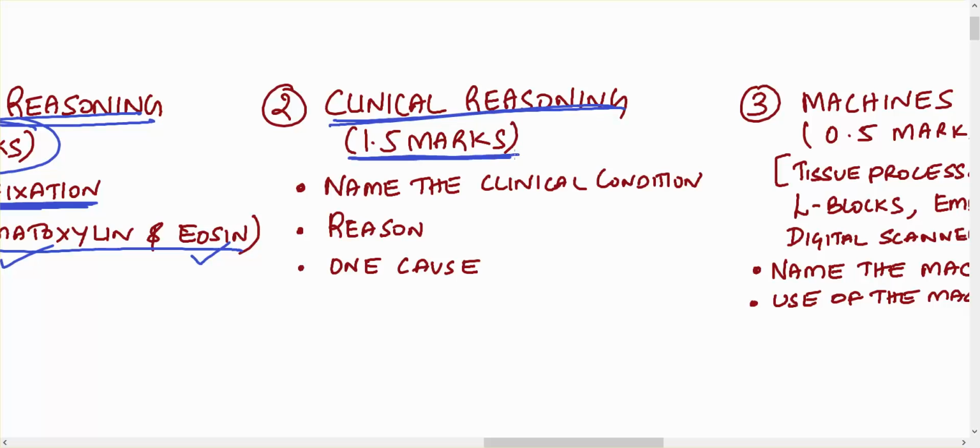Clinical reasoning is very important, because you are going to see cases, you are going to see the patient, and when you see such a condition, your brain should run on what is happening in this patient. What are the principles behind that change? You should be able to name the clinical condition, and you should be able to reason why it is happening. At least you should mention one cause for that condition.